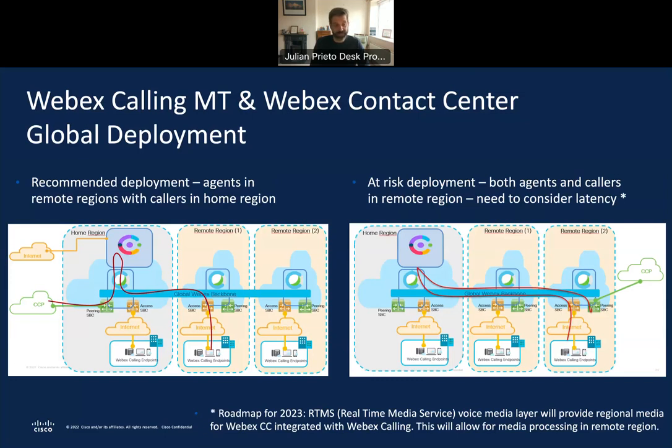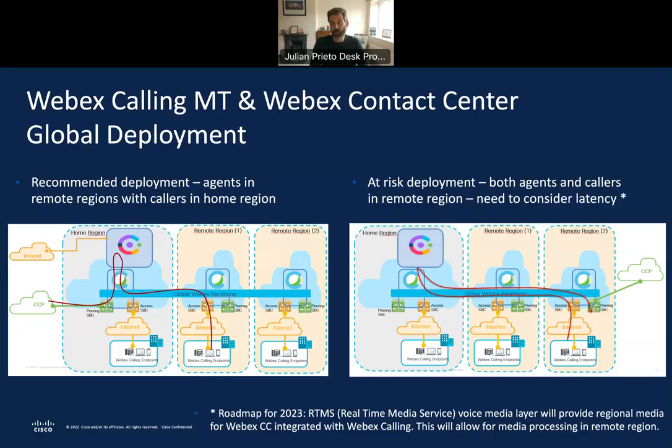These callers are hitting the WebEx Contact Center in that home region. So the media is anchored in WebEx Contact Center in that home region. And then the media is extended over the global WebEx backbone out to an agent on WebEx calling in a remote region. Obviously we have to consider the media latency here, but this is manageable.